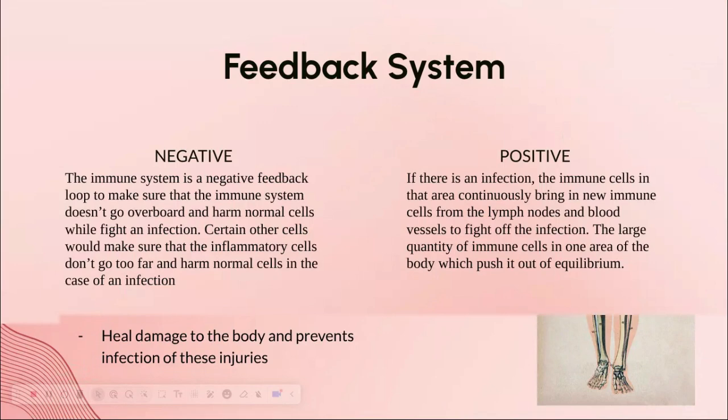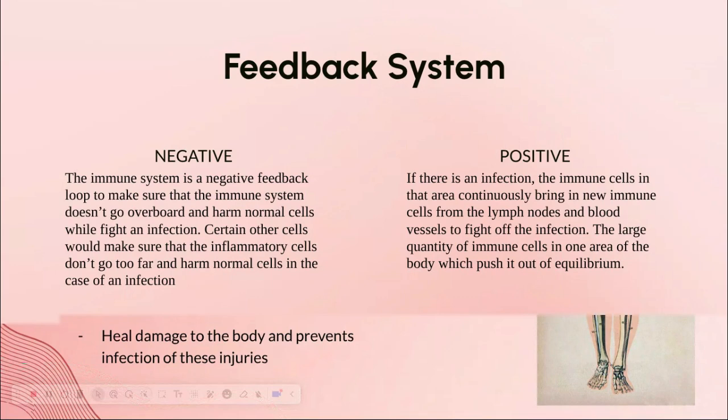So, what type of feedback system is the immune system? Well, it can be both in different scenarios. So, it can be a negative feedback system because it's making sure that the immune system doesn't go overboard and harming normal cells by producing too many immune cells. For example, infection could bring a lot of inflammation, causing immune cells to respond continuously to the infection.